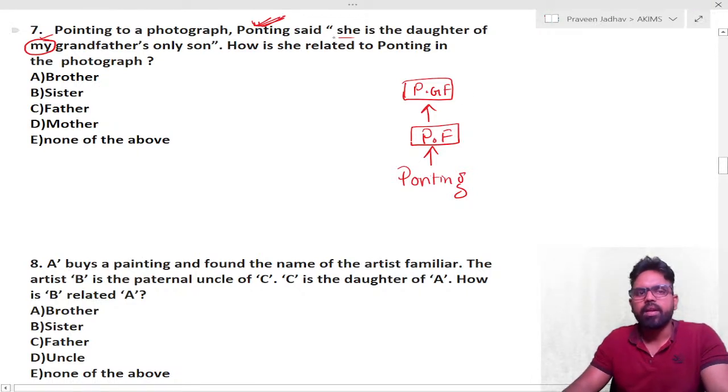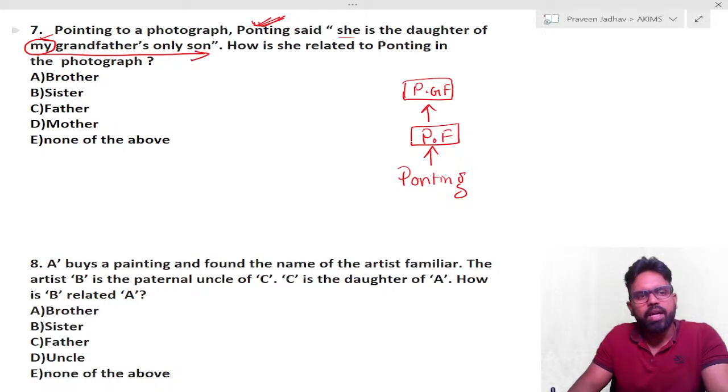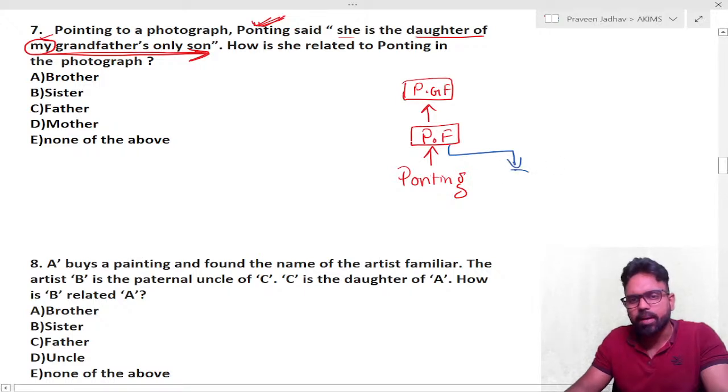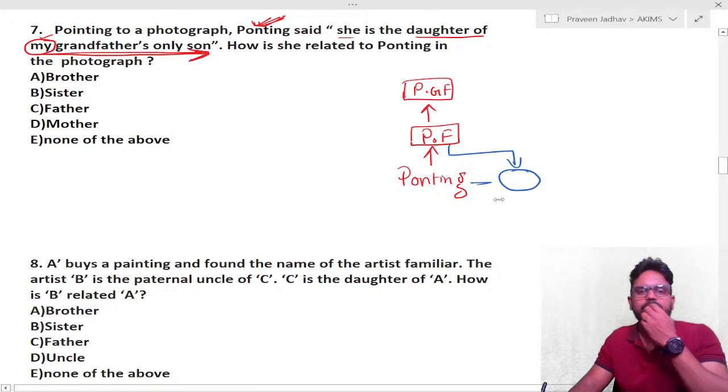Now, listen to me. My grandfather's only son. Look at the way I am reading it. When I start with the pronoun, I read in this direction, then I come back a step or two. Daughter of my grandfather's only son. My grandfather's only son has a daughter, meaning she should come next to Ponting.